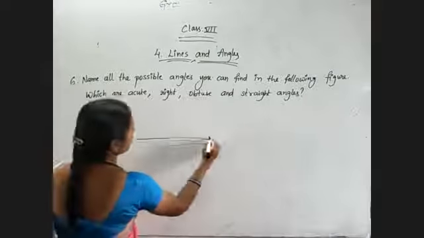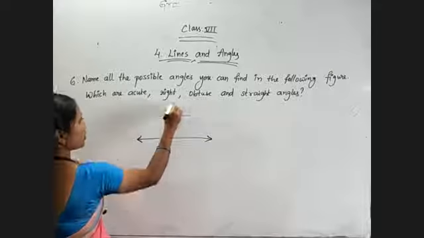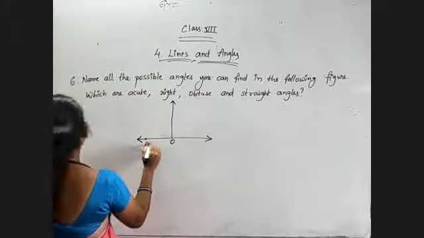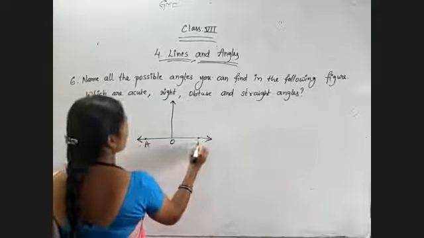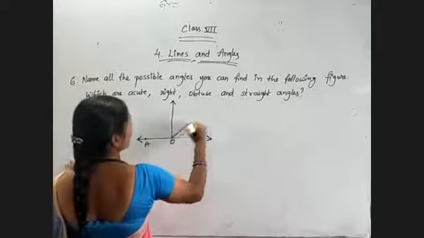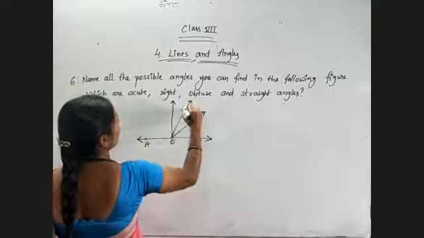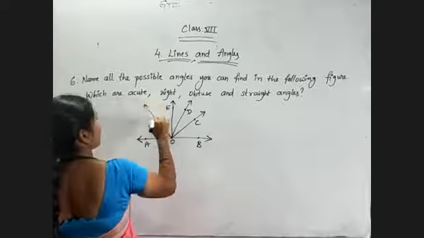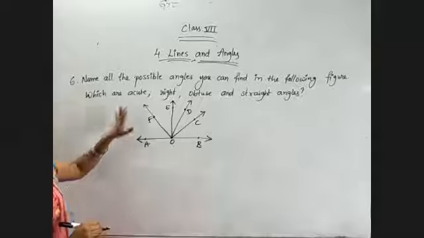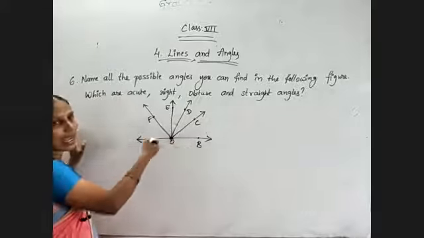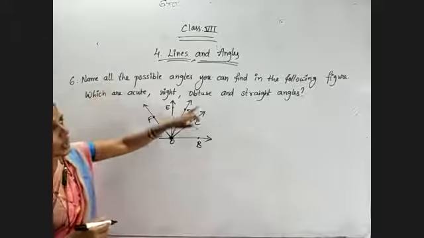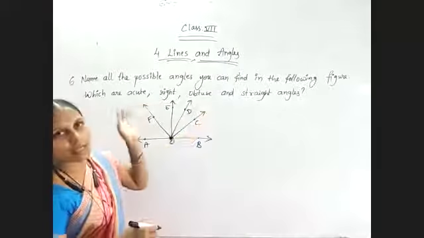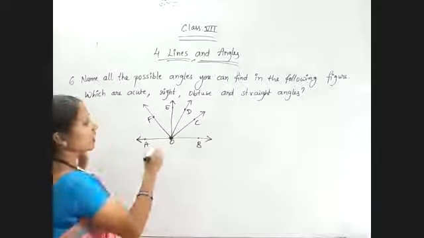So here the figure is given like this. O, A, B, and C, D, E, F. So just observe this figure. In the given figure, several angles are there, and we need to name all those angles: which are acute angles, which are right angles, which are obtuse angles, which are straight angles. We need to list them here. Okay. Now just observe here.